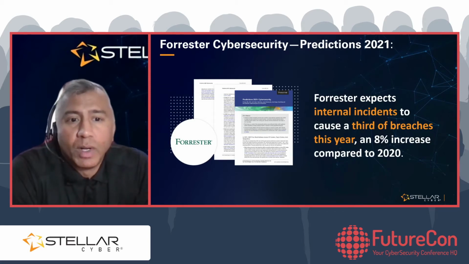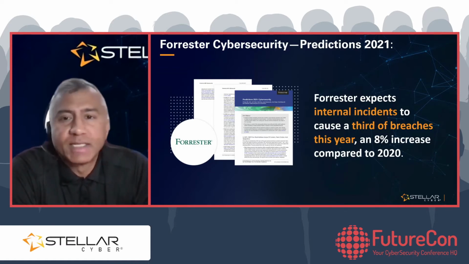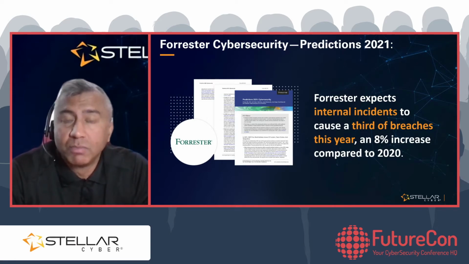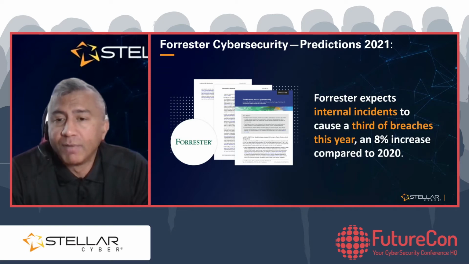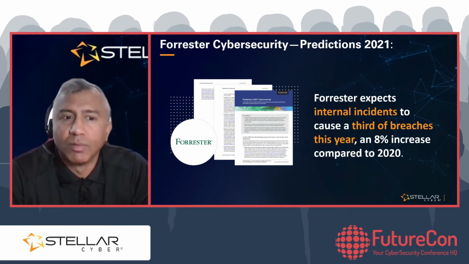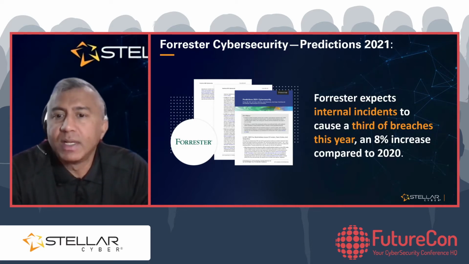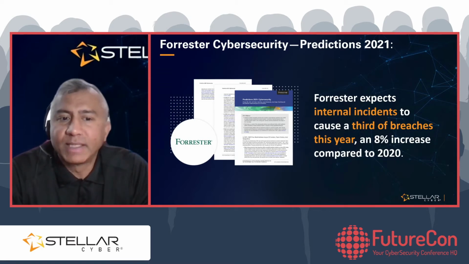So let's see what other people are saying. Forrester expects internal incidents to cause a third of the breaches this year, an 8% increase compared to 2020. A lot of this is because of the fact that the threat landscape has changed dramatically. People are working from home now. There's not too many people in the office anymore, right? The traditional approach of protecting the perimeter with firewalls is gone. Threats can enter the environment from anywhere. Organized, skilled, and well-funded attackers exist. They will work aggressively looking for weakness to exploit if you become their target. You can't possibly uncover everything, even with the best security tools.